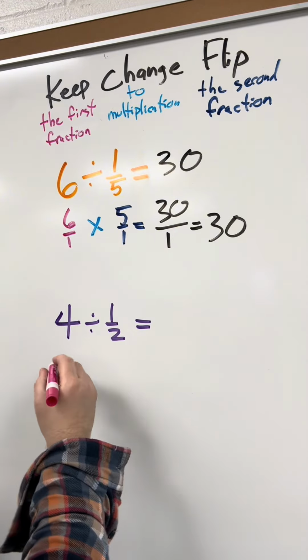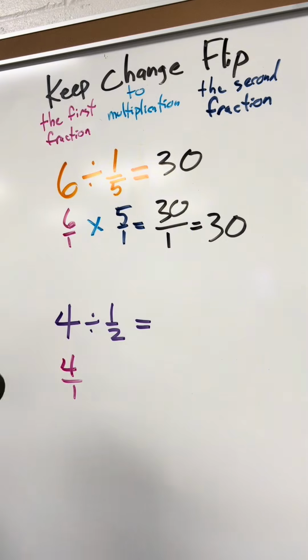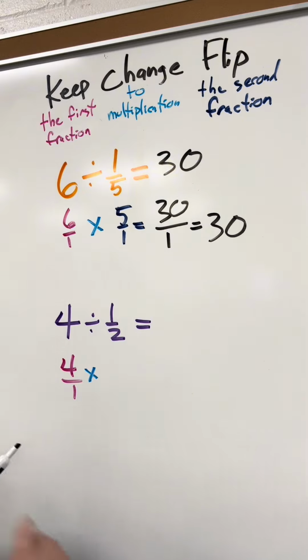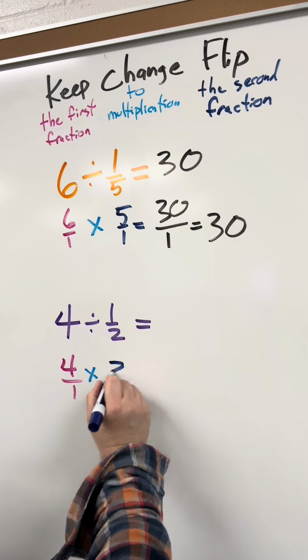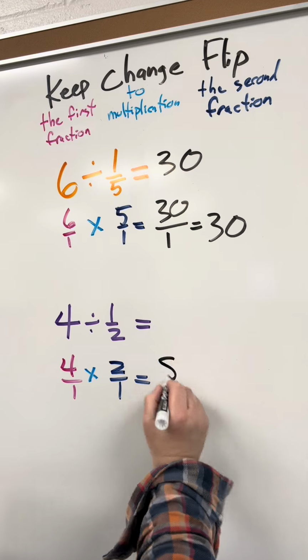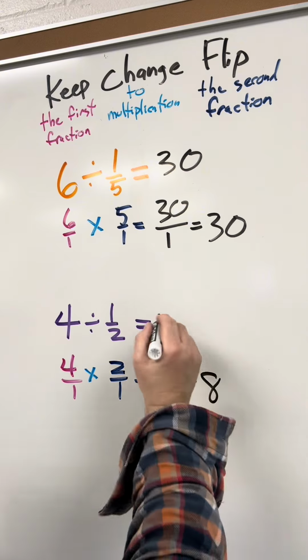So we'll keep the 4. We can think of it as 4 over 1. And really, we're multiplying by 2, because there's 2 halves in all of these. Think about it as 2 over 1. And then up top, we're going to get 8 over 1, which is just 8.